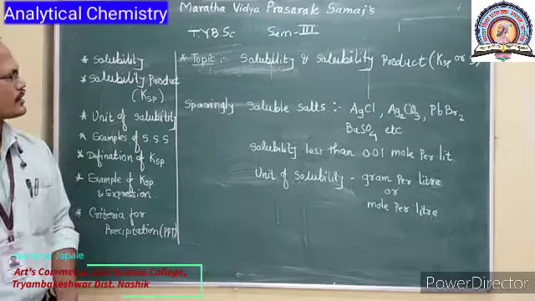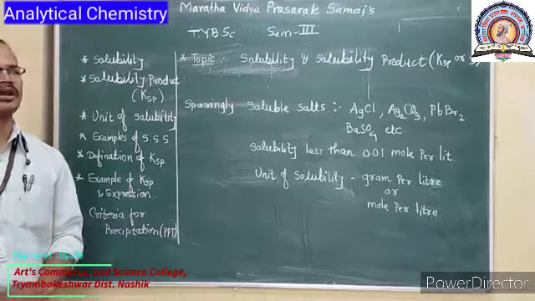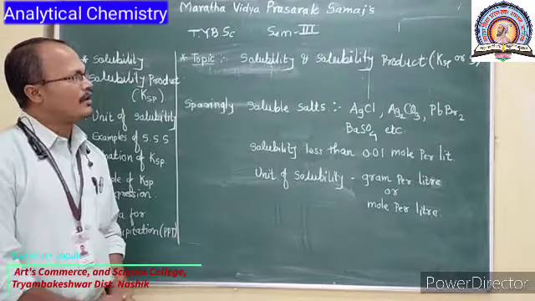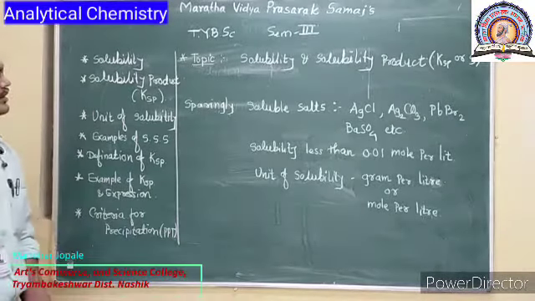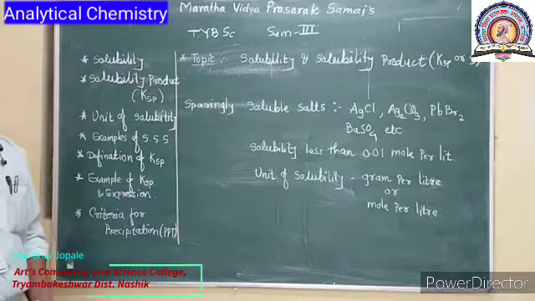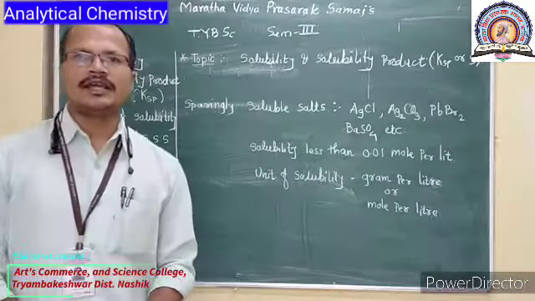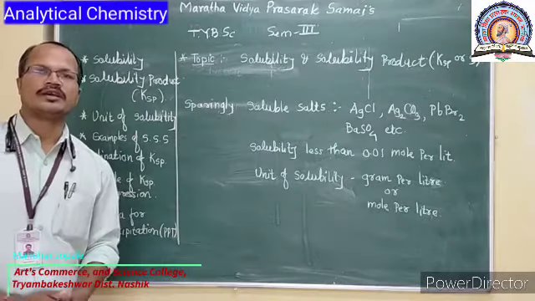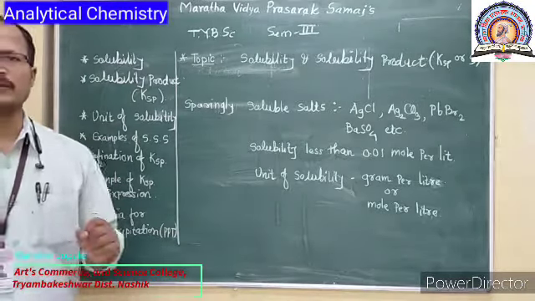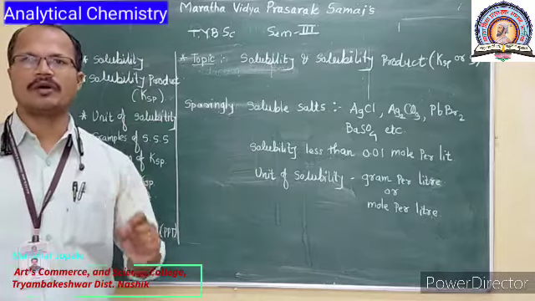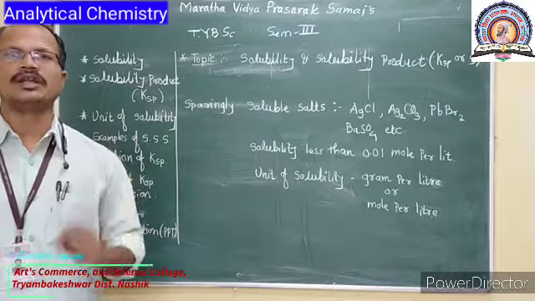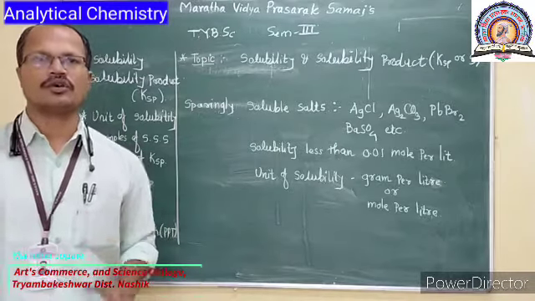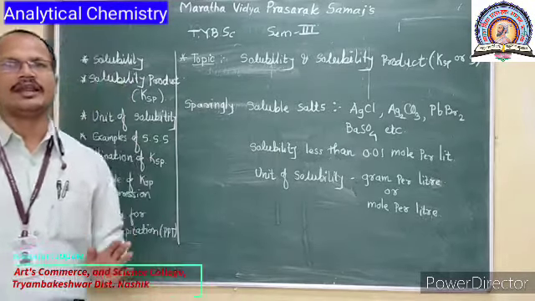Today we are going to discuss solubility and solubility product. It is also denoted by KSP, or the symbol S. First, what is solubility? Solubility is the maximum amount of solute that can be dissolved in a particular amount of solvent at a given temperature, for any electrolyte.